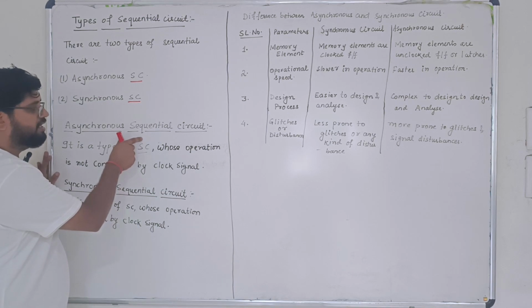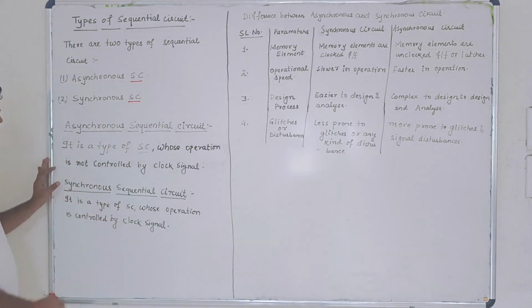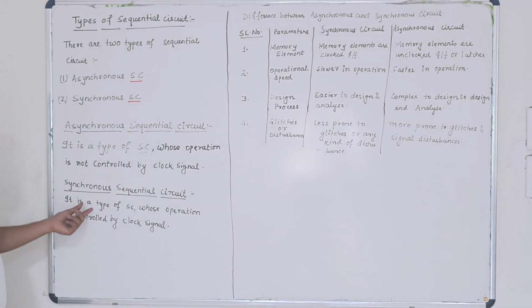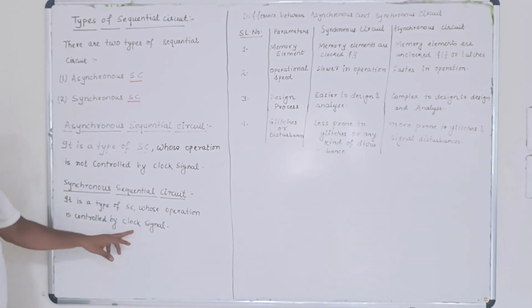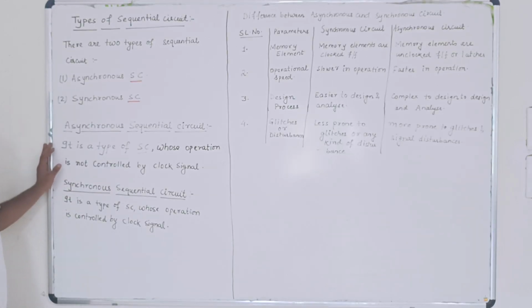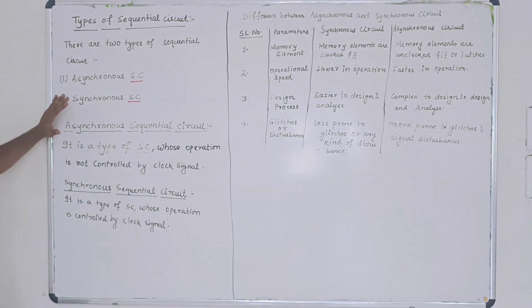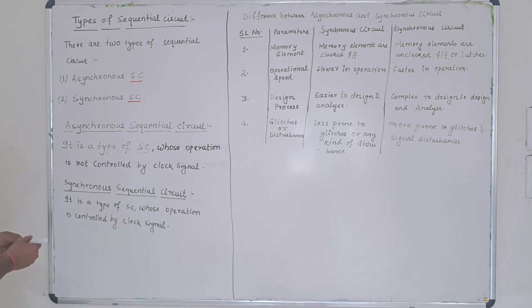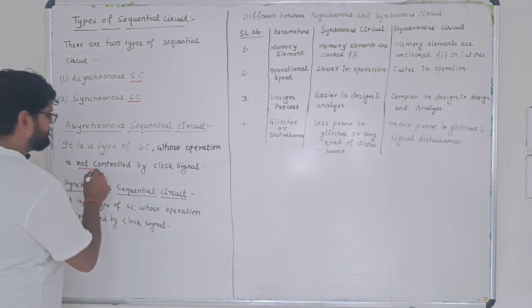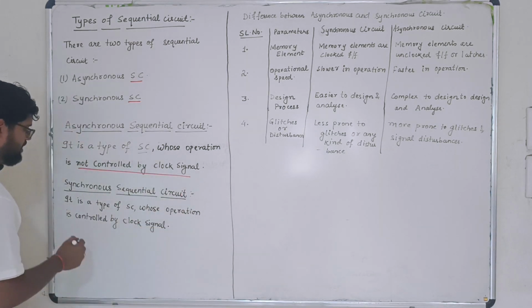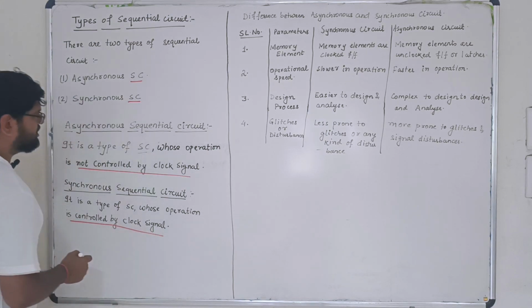In case of asynchronous sequential circuit we do not use a clock signal, while synchronous sequential circuits are those whose operation is controlled by the clock signal. Their operation is totally dependent on the clock signal. So for the sake of time, you have to remember only one point: asynchronous operation is not controlled by the clock signal, and synchronous operation is controlled by the clock signal.